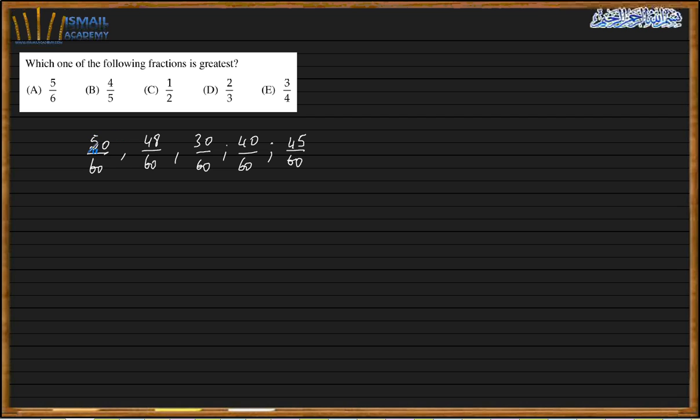So the greatest is 50, so A is the greatest number or fraction. All right, next one.